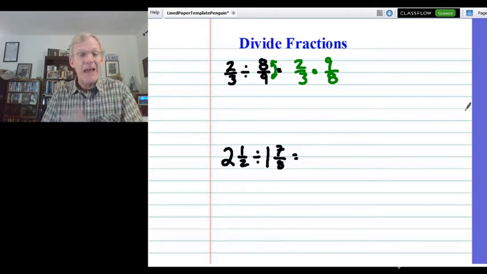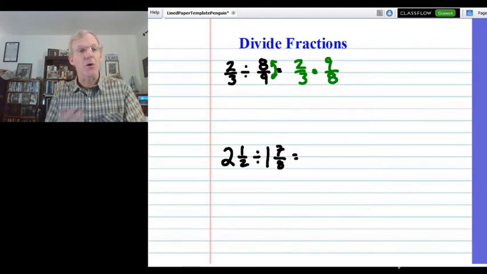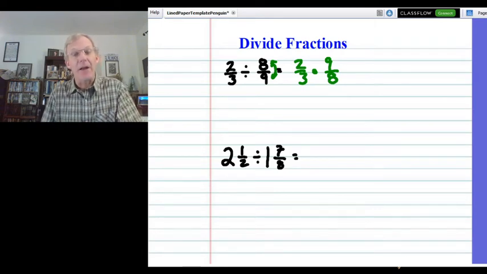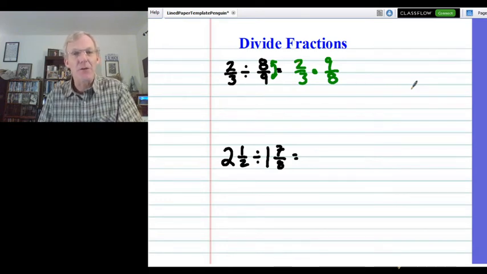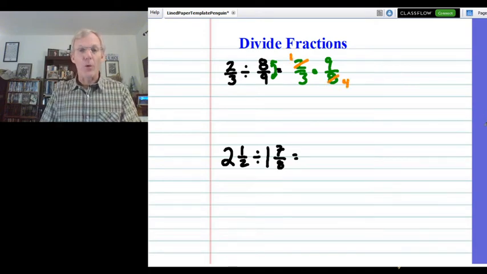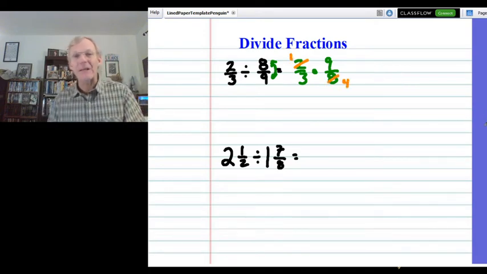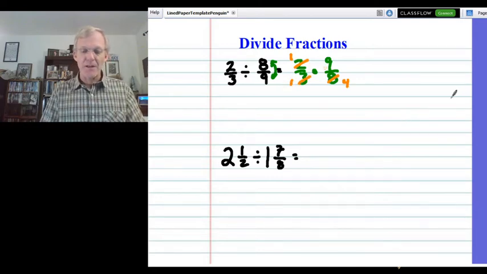So now that we're at multiplication, at this point we would be allowed to do cross-reducing if there's any to be done. So 2 and 8, is there a common number that goes into both of those? Yeah, 2. 2 goes into 2 once, 2 goes into 8 4 times. And then how about 3 and 9? Right, 3 goes into 3 once, and 3 goes into 9 3 times.